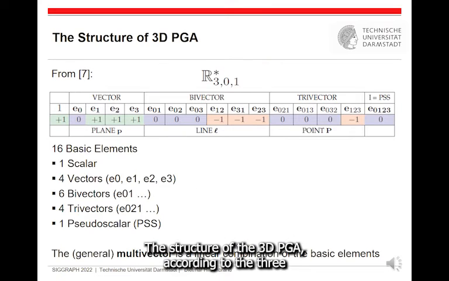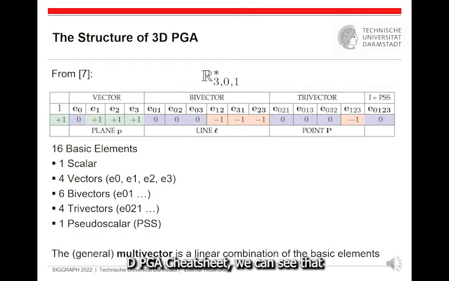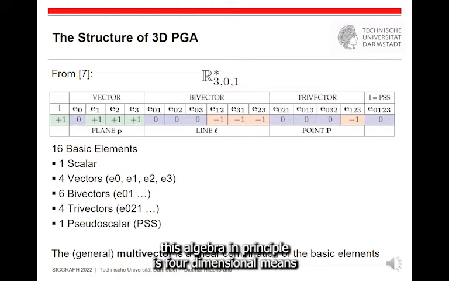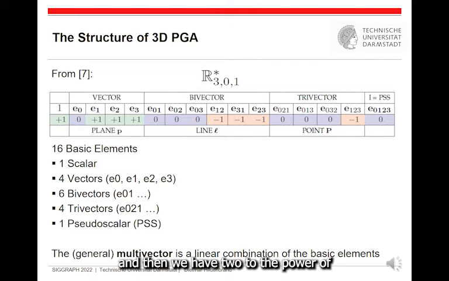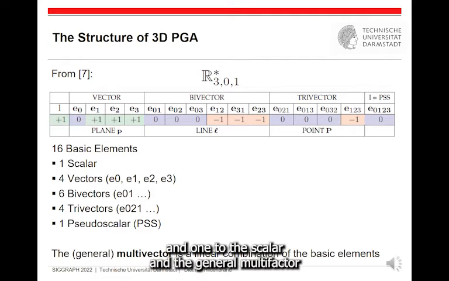This is the structure of the 3D PGA according to the 3D PGA cheat sheet. We can see that this algebra in principle is 4-dimensional, which means we have 4 basis vectors, e0, e1, e2, and e3. And then we have 2 to the power of 4, which means 16 basis elements. Additionally to the vectors, we have the scalar, 6 bivectors, e01 and so on, 4 trivectors, e012 and so on, and one pseudoscalar. And the general multivector is just a linear combination of some of these basic elements.